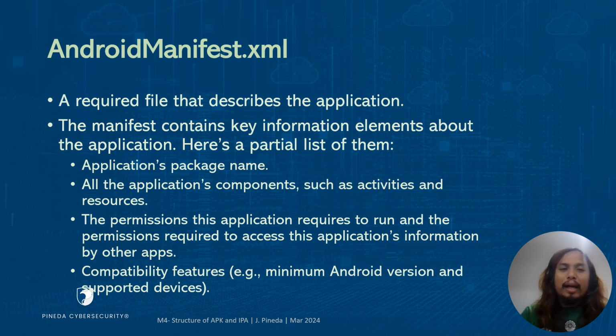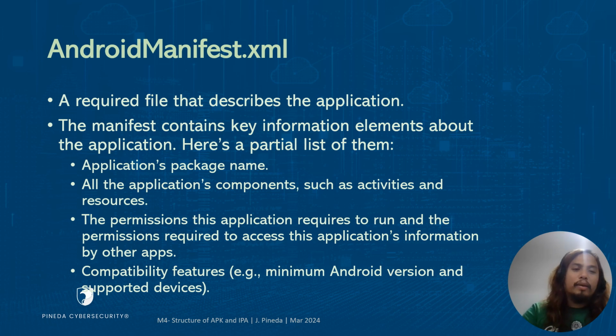The next would be the AndroidManifest.xml. This is one of the things that you will check during your analysis. It's a required file that describes the application. The manifest contains key information elements about the application. So what are some of them?